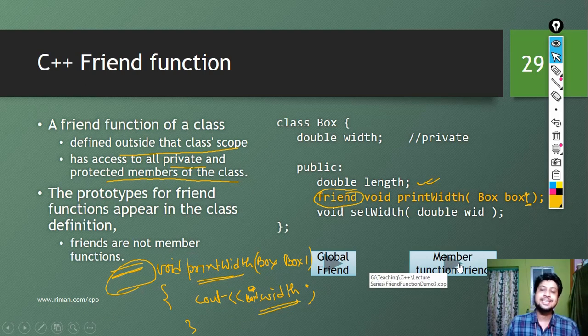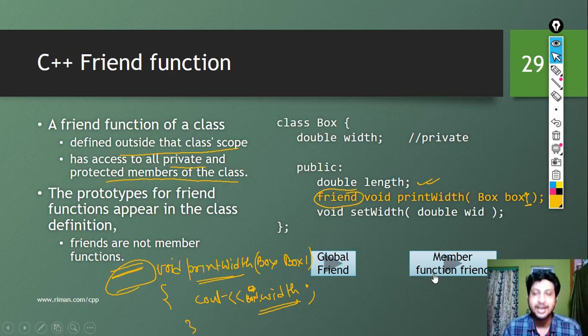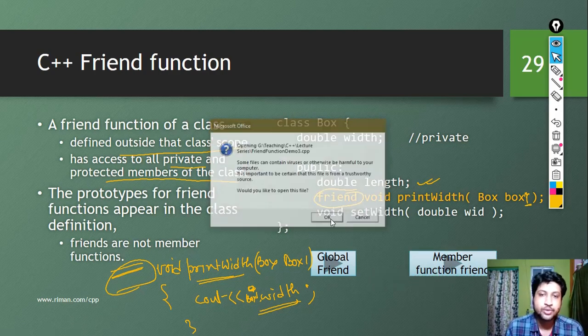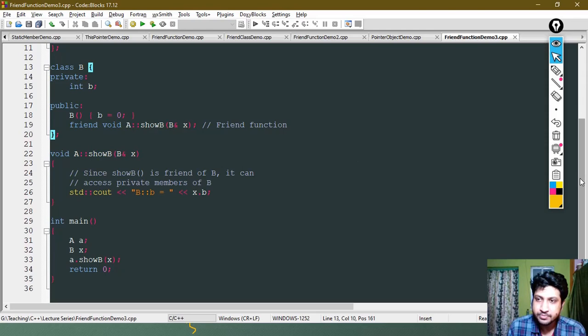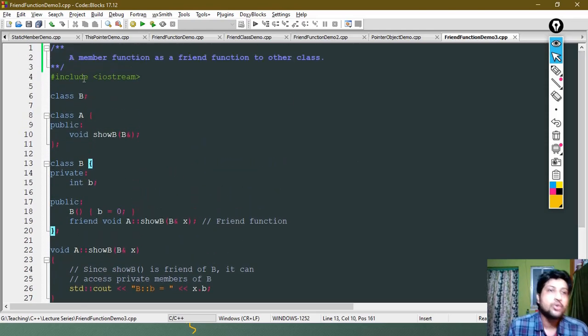Now we can see another friend function that is a member function of another class. So just look at this particular example. Here we are going to demonstrate a member function as the friend function to another class. So we are going to use a member function, and that will be the friend function of another class.